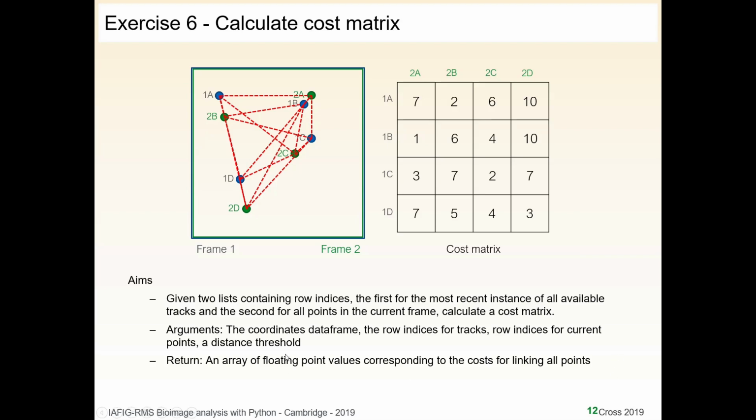So the arguments for this, again, as usual, are the coordinates data frame. Now, rather than specifying a single index for the track and a single index for the current point, we're passing in those lists for the indices of the tracks and indices for the points that we've generated in the previous exercises, and that same distance threshold. What we get out of this now is this 2D array containing all of the costs for all of those possible combinations. So effectively the same thing that we're looking at up here.